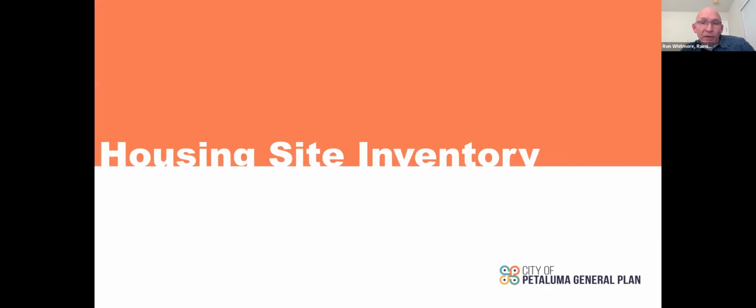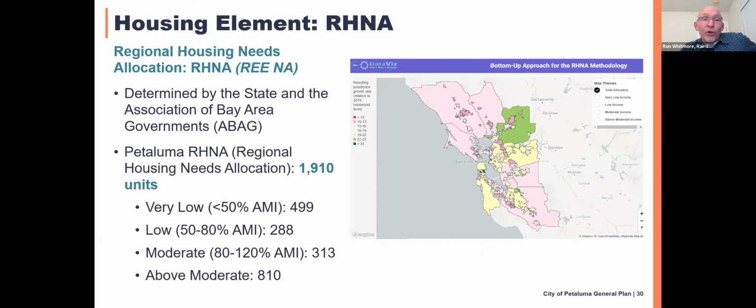Another major building block of the housing element is the housing site inventory. I know there's a lot of interest in this, so I'll spend a bit more time introducing the methodology. You've likely heard of RHNA, or Regional Housing Needs Allocation. It is determined by the state and the region's Council of Governments, in this case ABAG, or Association of Bay Area Governments, for Petaluma. Petaluma's final RHNA for the 6th cycle is broken down by income category on this slide.